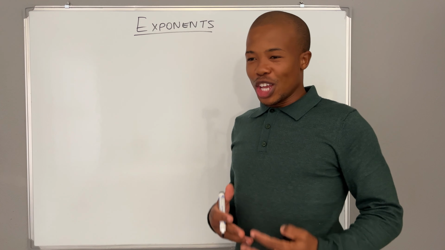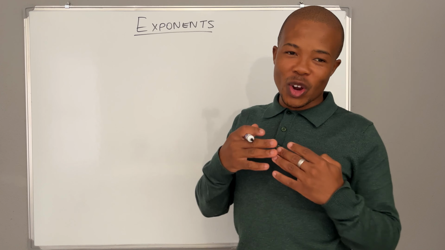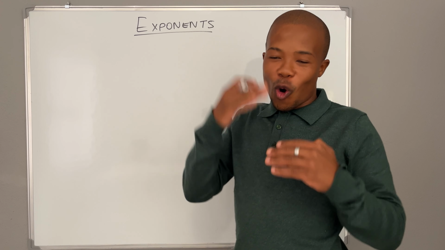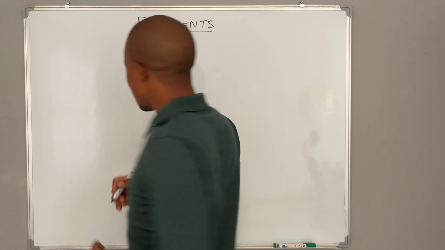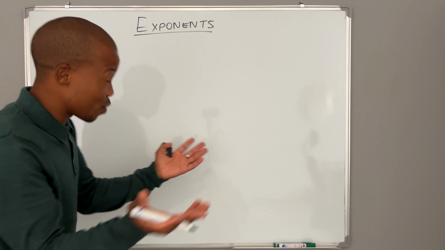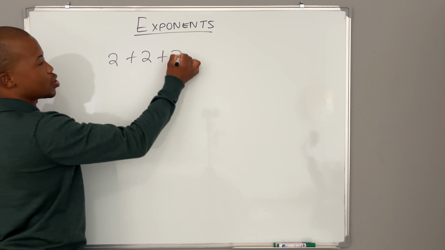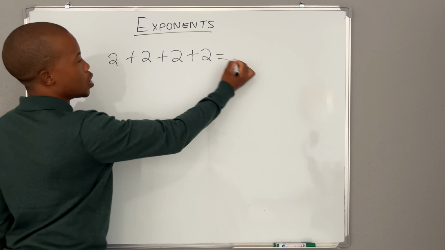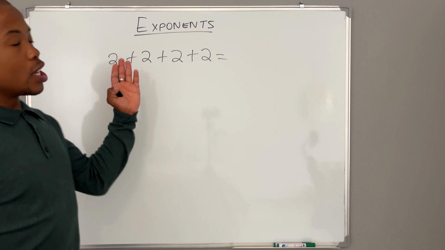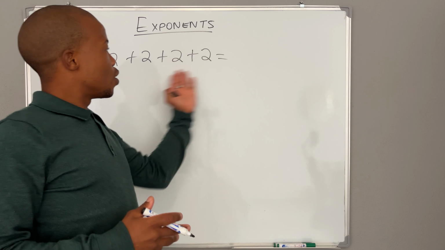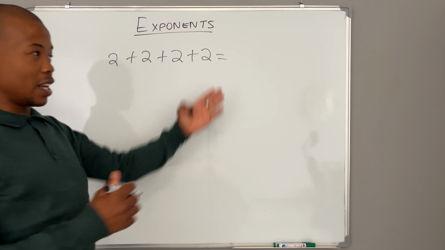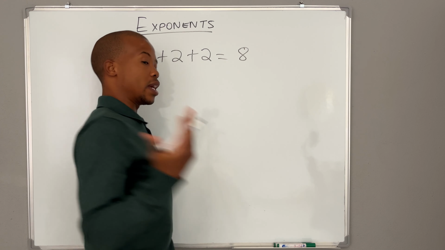Let's say you are given a task to add 2 over and over, right? 2 is adding itself a certain number of times. For example, 2 plus 2 plus 2 plus 2. They said to you, let 2 add itself 4 times. So you're going to have something like this, and your answer would give you 8, right?